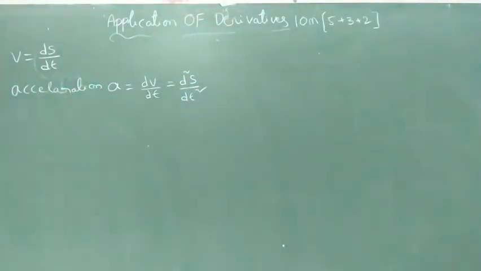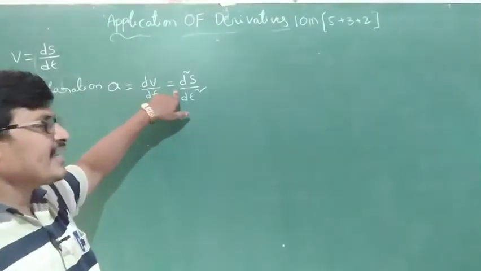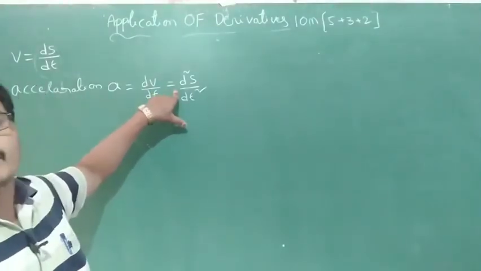Once again, the rate of change in displacement is called velocity. The velocity is denoted by v. v is equal to ds by dt in mathematical terms. Acceleration: the rate of change in velocity is called acceleration, equal to dv by dt or d square s by dt square.